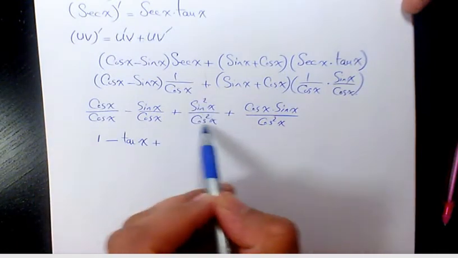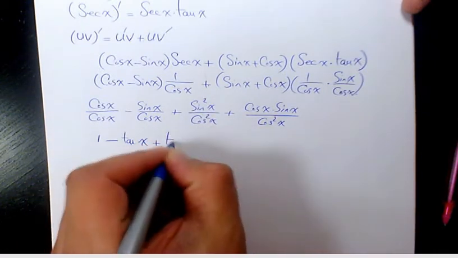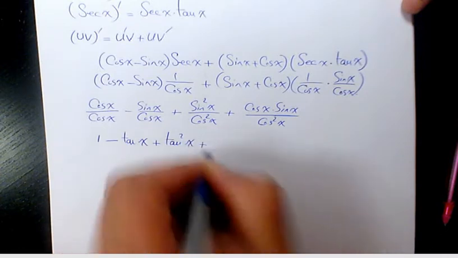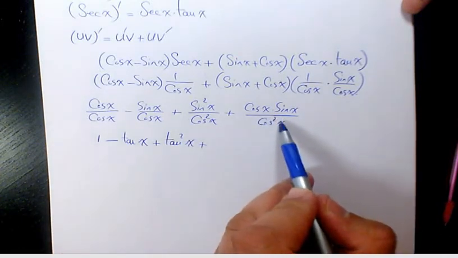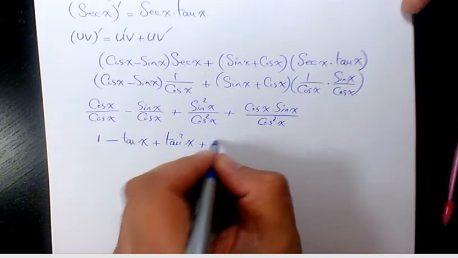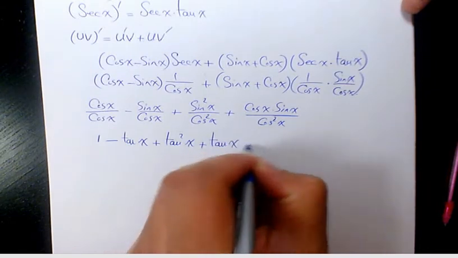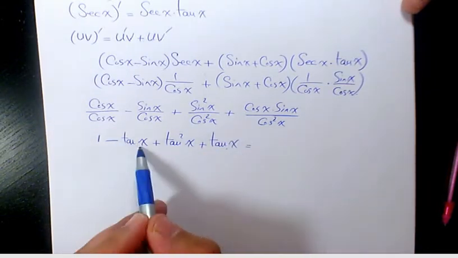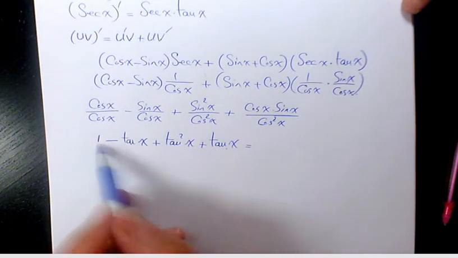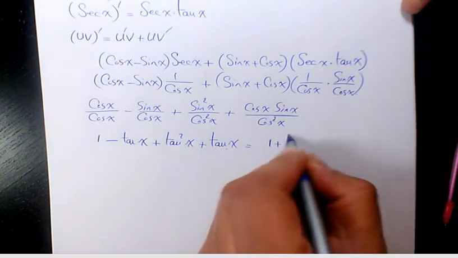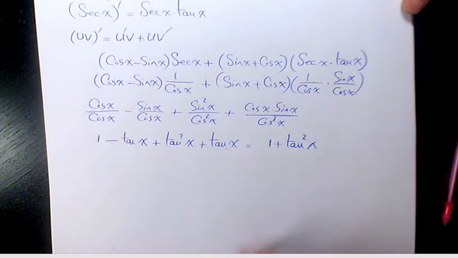Sine squared x over cosine squared x is going to be tan squared x. Cosine and cosine squared cancel out. It's going to be sine over cosine, which will be tan x. Now tan x and negative tan x are going to cancel each other. So we're going to end up having 1 plus tan squared x.